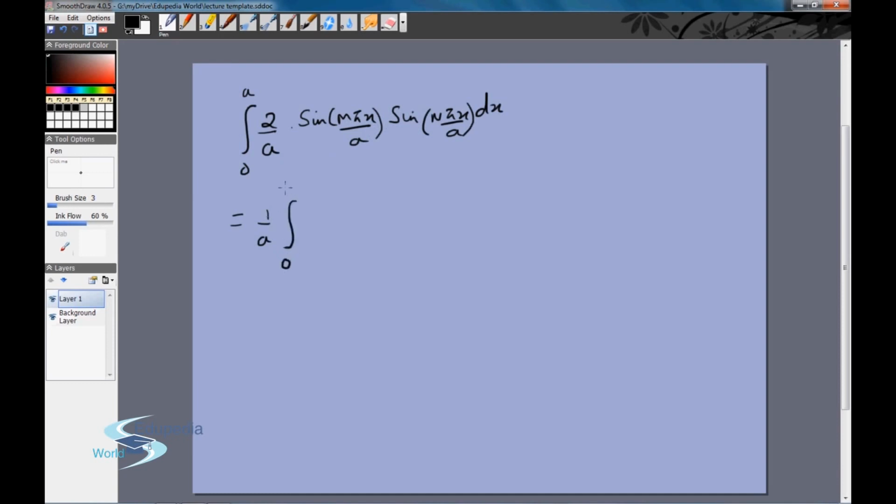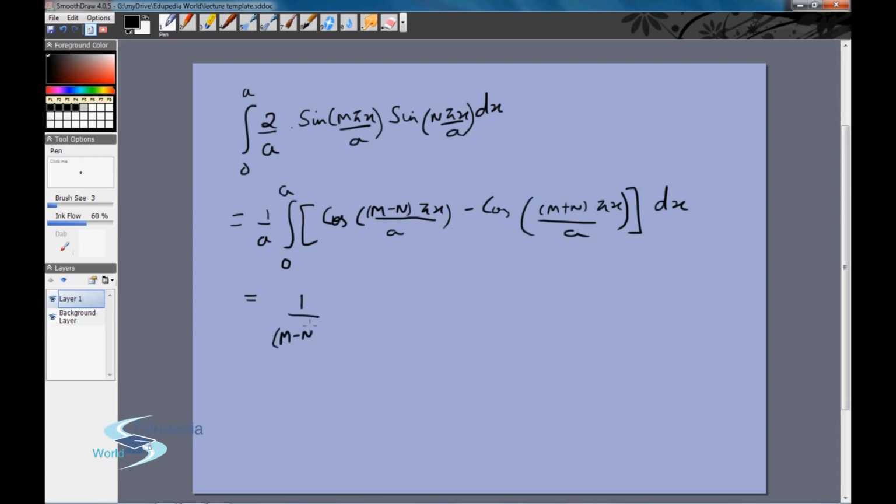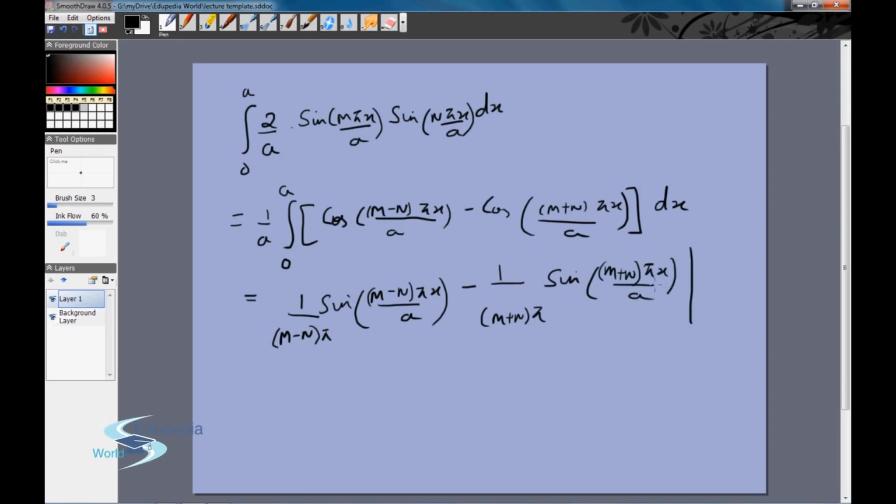So integral 0 to a of cos (m minus n) pi x by a minus cos (m plus n) pi x by a dx. And this just comes out to be 1 by (m minus n) times pi, and a will cancel with this a, sine of (m minus n) pi x by a, and then you have minus 1 by (m plus n) times pi sine of (m plus n) pi x by a, and the limits for both of them are from 0 to a.